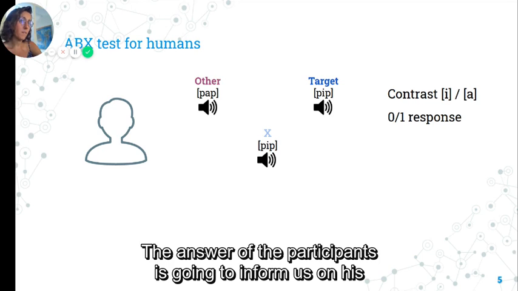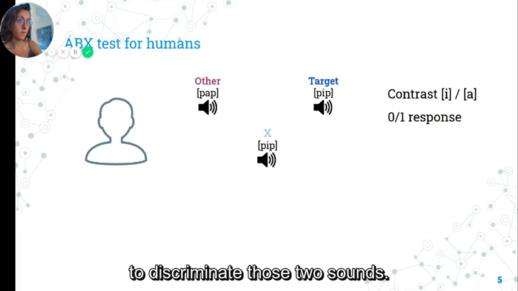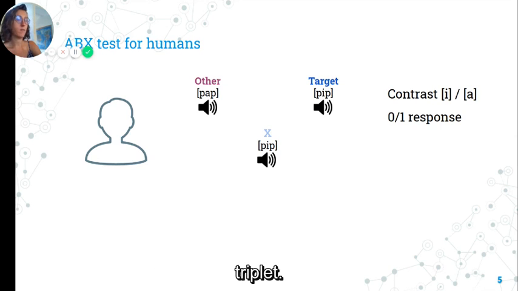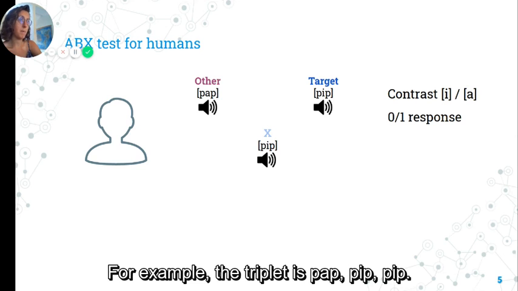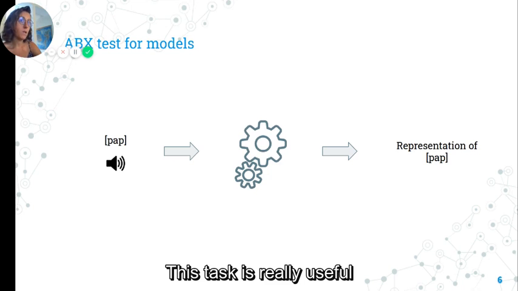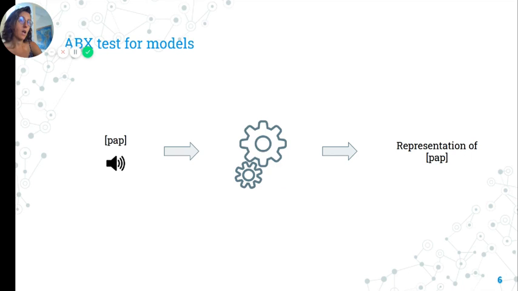The answer of the participant is going to inform us on his or her ability to perceive the contrast, to discriminate those two sounds. And we're going to obtain a binary response for each triplet. So if, for example, the triplet is pap, peep, peep.